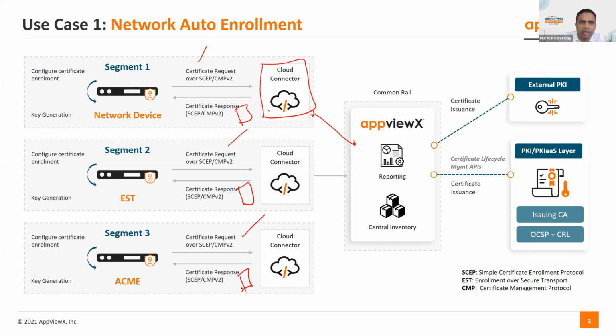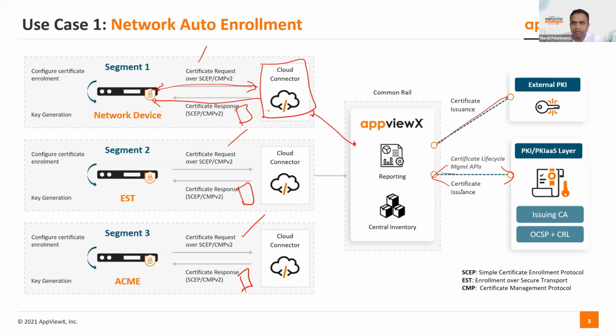And with the auto enrollment capability, the endpoint would talk to the cloud connector and get the certificate from the cloud connector in a secure, standards-based approach. The cloud connector will talk to AppViewX. All of this is mutual SSL, with all the security controls and enhancements set up in place. And AppViewX would be the RA, which talks to either your external PKI or your internal PKI and gets the certificates issued to the endpoints.